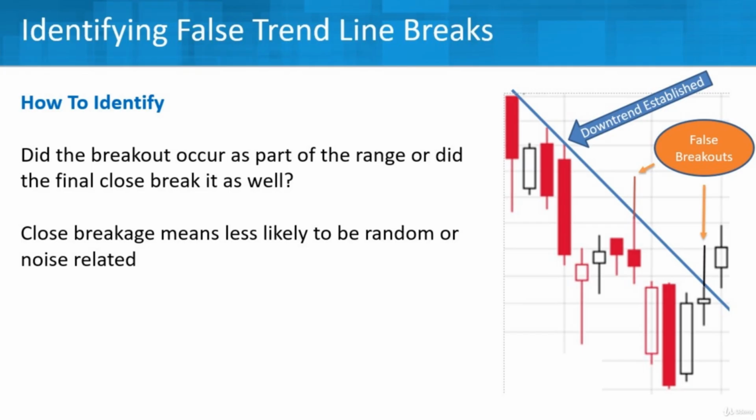So when the close breaks through, it means it's less likely to be a random event or noise related. That means people are finishing their positions, closing their positions for the day, and so the close as the final price of the day is a much more accurate way, or at least an identifier, that this might be a false breakout if it doesn't break through that trend line. If it does, then it's very well established that there is a breakout and the trend is over.